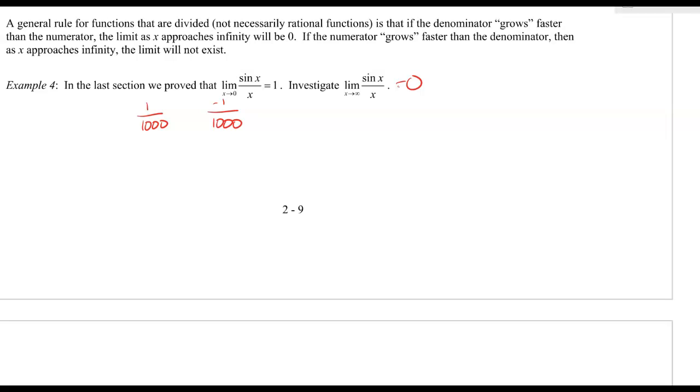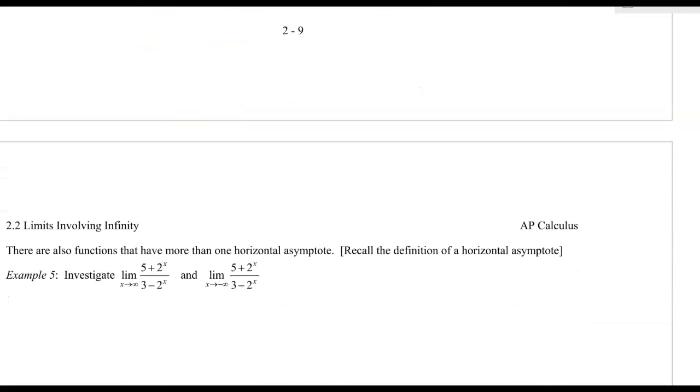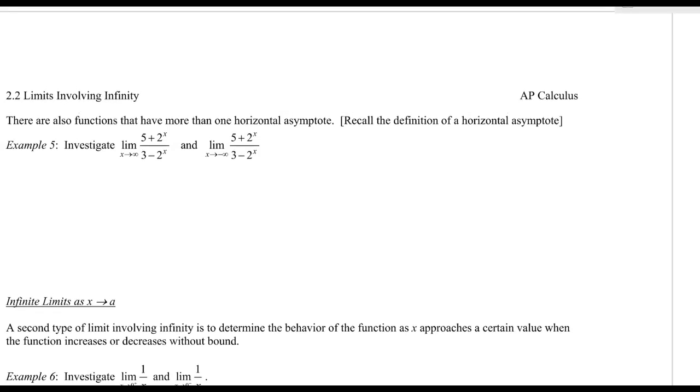Alright. So, there's also functions that have more than one asymptote, so this is also going to be a fun time. So, which one should I start with? I think I'm just going to start with the limit as x goes to infinity, just because why not? So, what's going to happen is, well, the 2^x's grow significantly faster, so I can almost use an end behavior model.